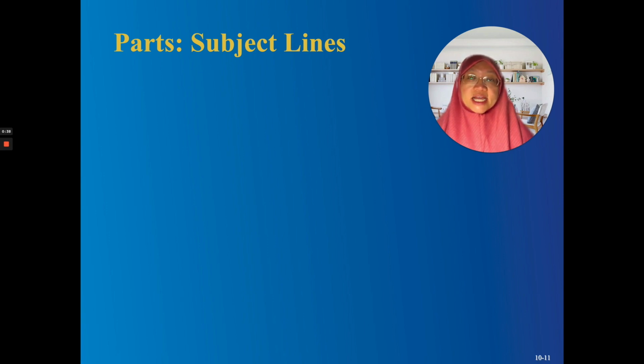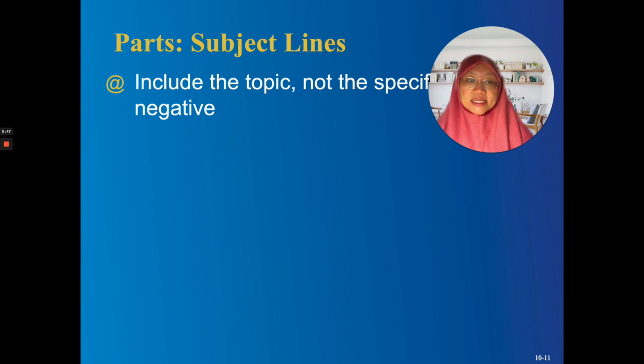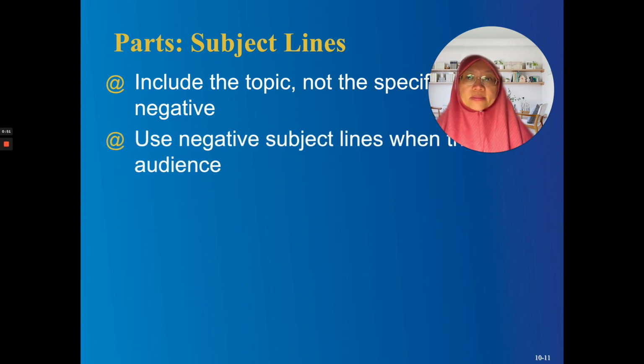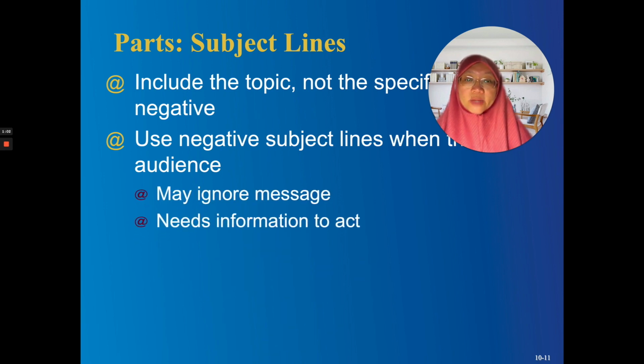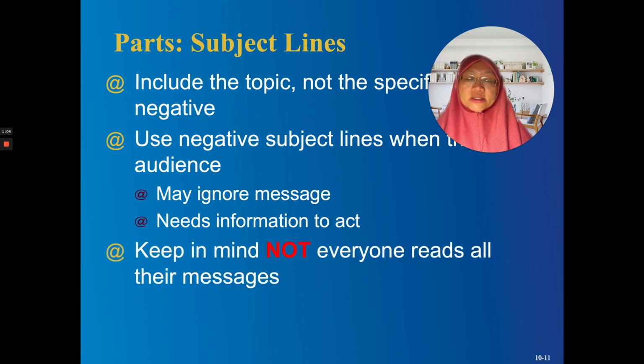Subject lines direct the audience, receiver of the message, the reader, to the topic to be communicated. In a negative message, it is a negative topic. A negative subject line is clearly given so that the reader does not ignore the message when he or she would require the information to act. This is because not everyone reads all their messages.